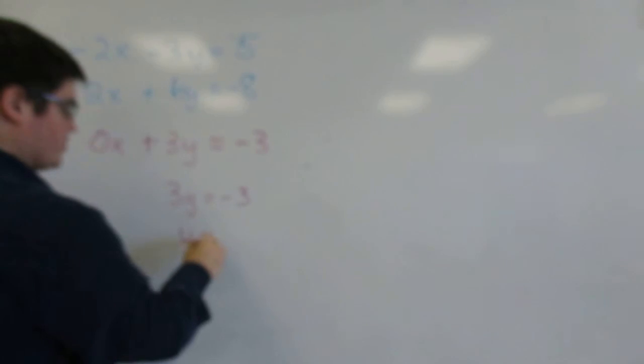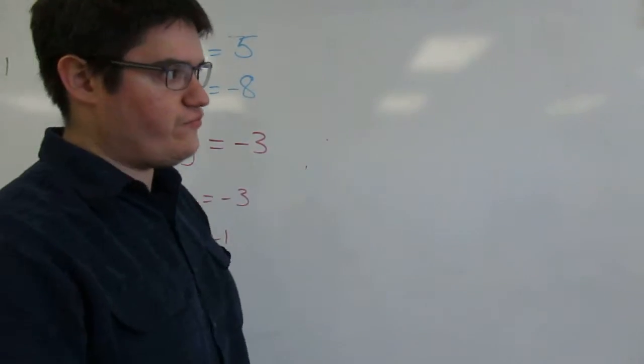Negative 3y plus 6y gives me a positive 3y. And then 5 plus a negative 8 is negative 3. So that gives me 3y equals negative 3, because anything times 0 is 0. So y equals negative 1.